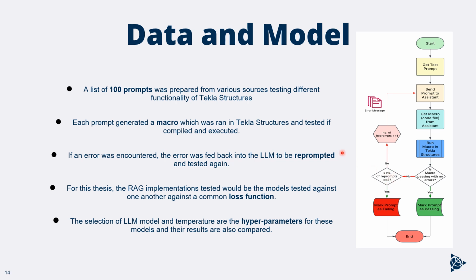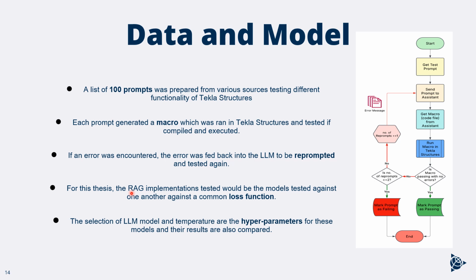So reprompting is something we experimented with, where we would ask the GPT to correct its errors by sending the error message and asking it to generate a code file, a macro, again, and then rerunning it. We did this a maximum of 2 times. The idea was to let the GPT be able to correct its mistakes. If it was passing, great. If it was not, then it would be marked as failing, and so on.